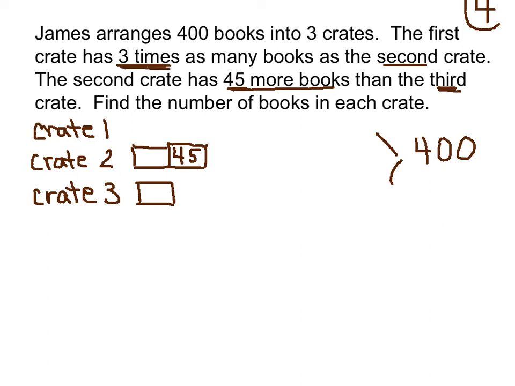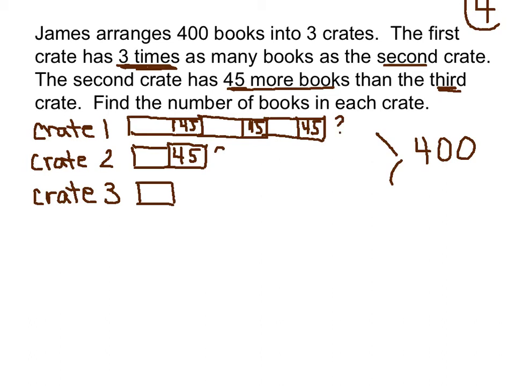The first crate has 3 times as many books as the second. So here is 1 times, here's 2 times as many, and now here's 3 times as many. But I know in each of those that there is a part that is 45. So there's a 45 there, there's a 45 there, and there's a 45 there. Now the question is to find the number of books in each crate. So I want to know how many are in this crate, how many are in this crate, and how many are in this one.